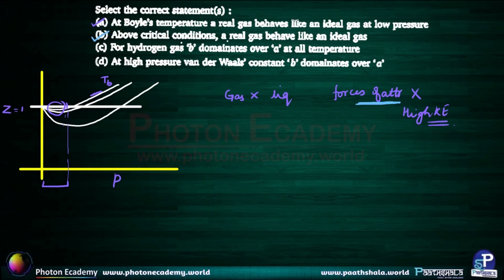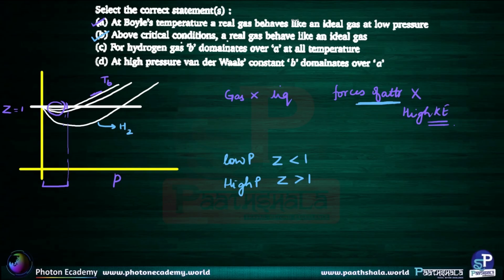Now, for hydrogen gas, B dominates over A at all temperatures. Now, let's see what this means. If we look at the Z versus P curve for hydrogen gas, this is what it looks like. So at low pressure, Z is less than 1, and at high pressure, Z is greater than 1 for hydrogen, right? And if we write the Vanderwaals expression, it will be what?